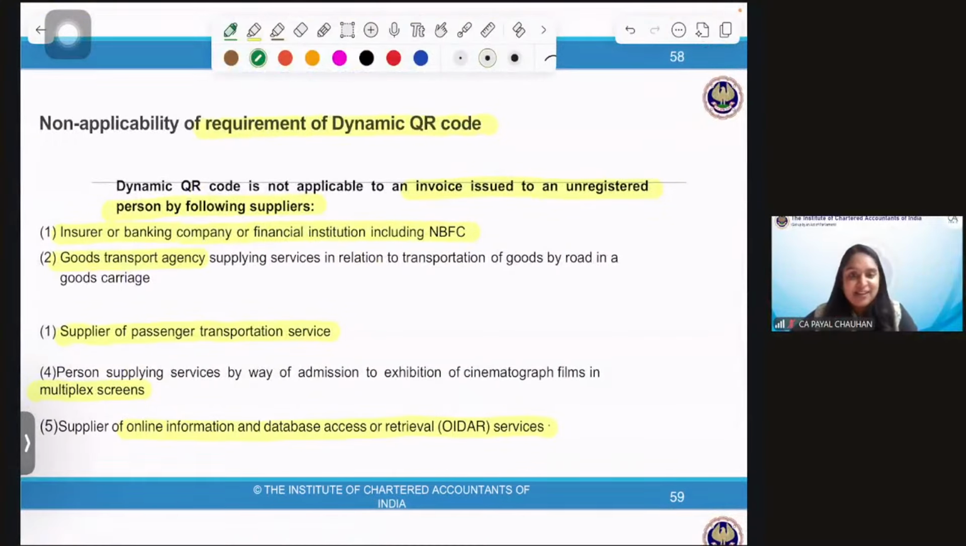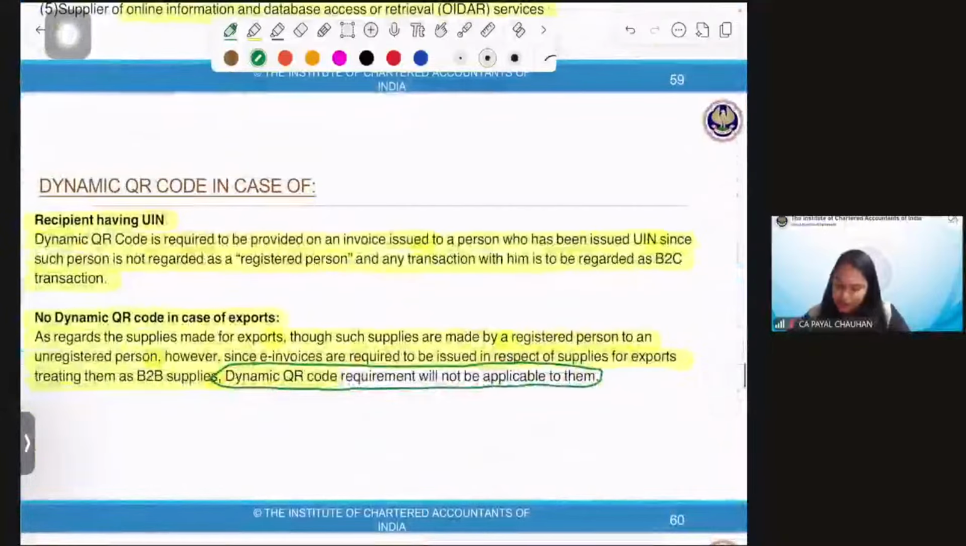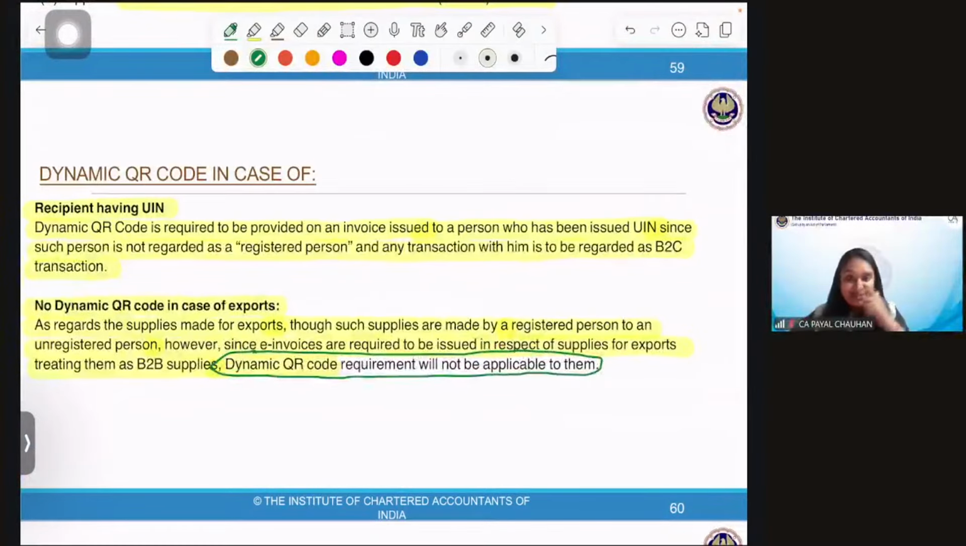The following entities are not required to have a dynamic QR code, even when the supply is made to an unregistered person. Insurance, banking, GTA, passenger transportation, multiplex. Okay, dynamic QR code, done.